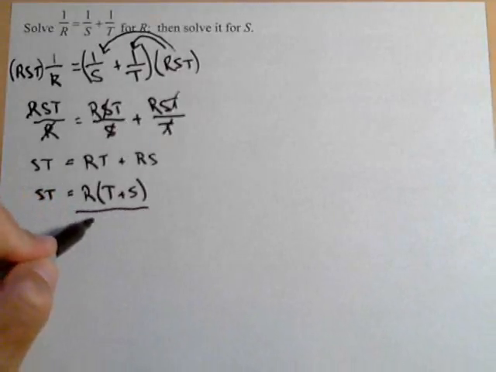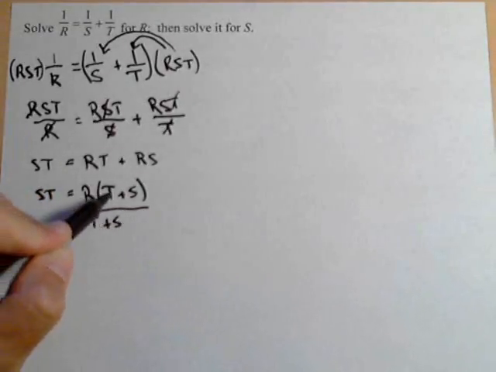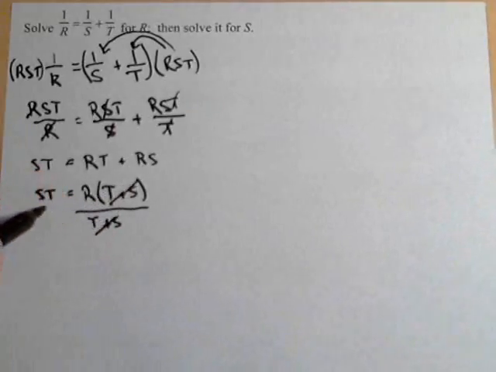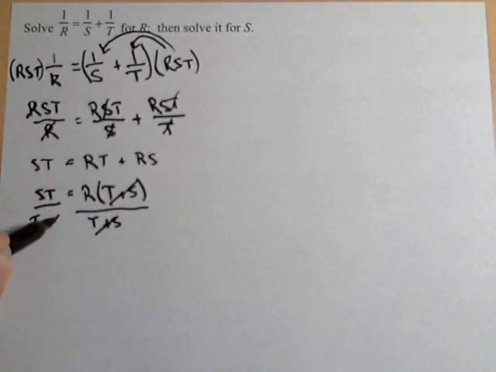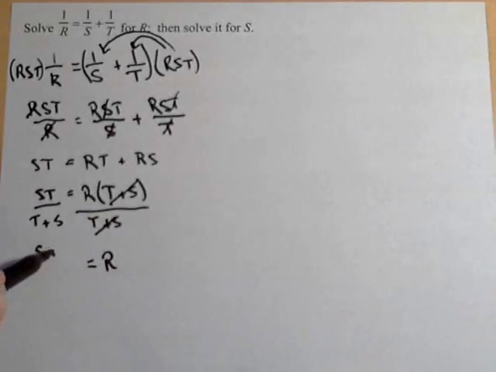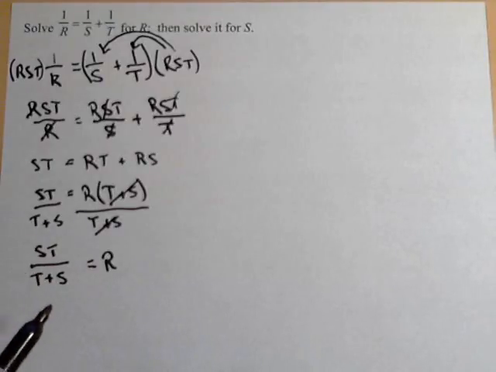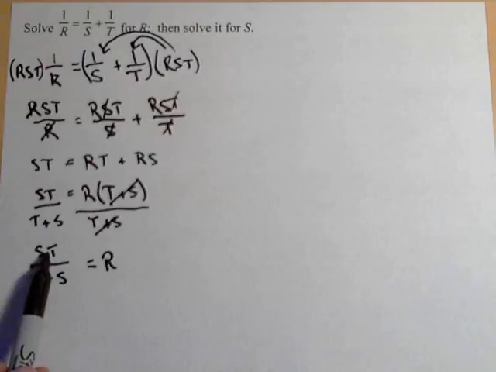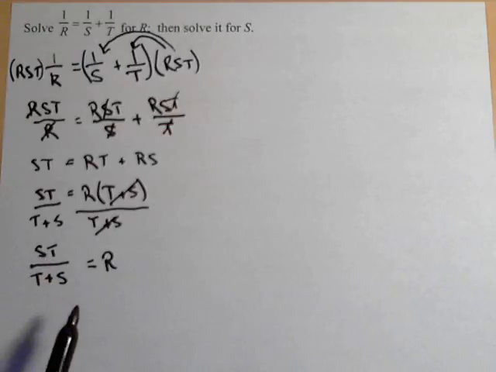Next step, divide by t plus s, and we've got r by itself because these will cancel. And we have now solved for r. r is equal to st over t plus s. You may feel like you can do some canceling here, but you can't. We do have a product on top, but we don't have one on bottom. This is as far as we can go.